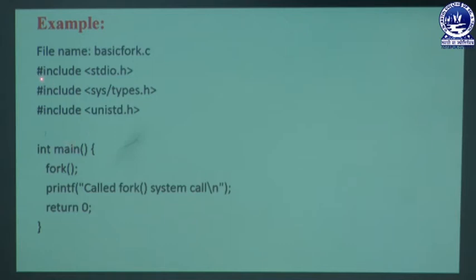Okay. In this part we are including just one header file, stdio.h, then another header file that is known as sys/types.h, then another header file that is known as unistd.h. Through these three header files we can add some predefined libraries in our program.